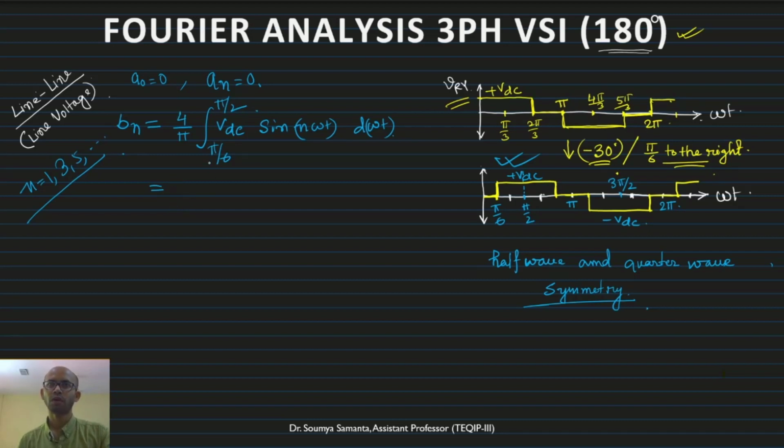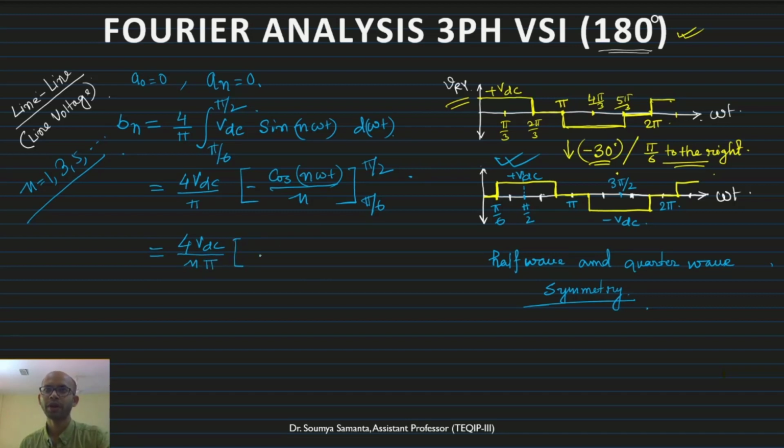Because this is an odd function, the even terms will not be there. Now VDC will come out, so this will be 4 VDC by pi, and the integration will give minus cosine of n omega t divided by n, with limits pi by 6 to pi by 2. Now if I solve it, finally this will be 4 VDC by n pi.